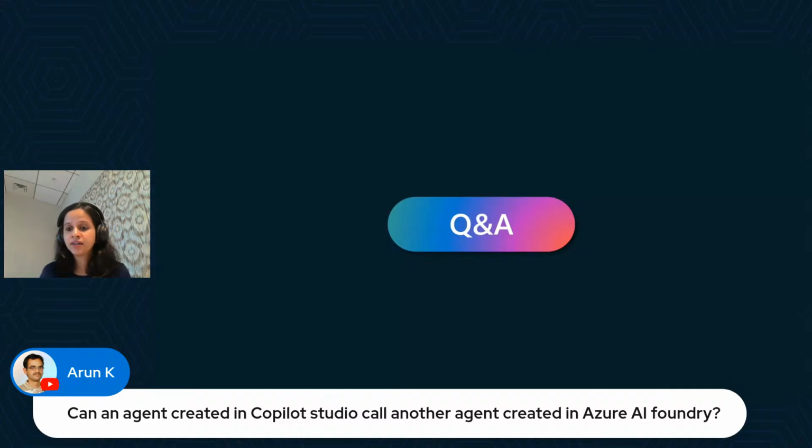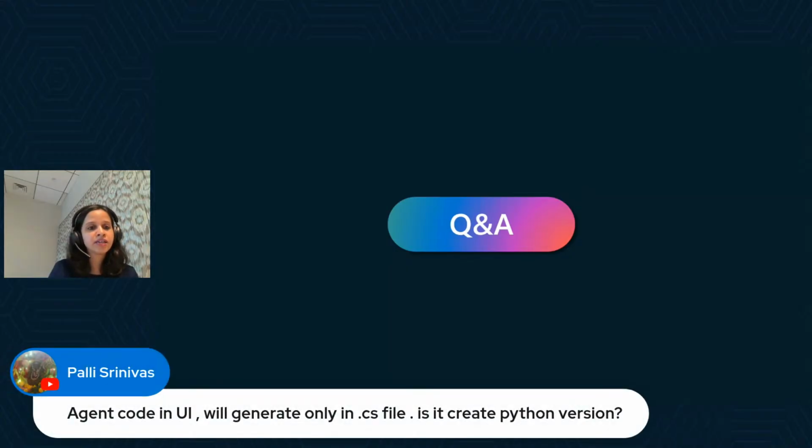Next question: agent code in UI will generate only a .cs file. Is it created in a Python version? So I showed you two versions. Those are basically interchangeable. You could create code in Python, or you could create code in .NET. The .cs files that you were seeing was .NET code. The same thing has an equivalent in Python. So both are possible.